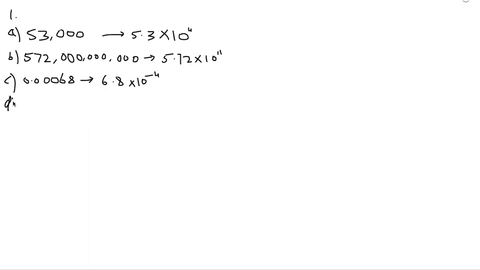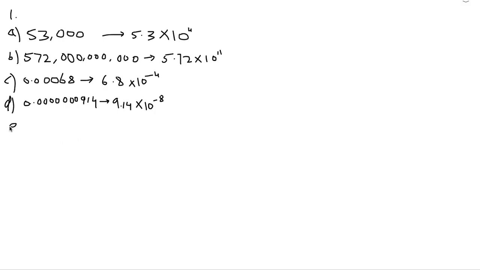Next question is 0.0000000, another 4 more, 914. So in order to move this decimal point here, we have 1, 2, 3, 4, 5, 6, 7, 8. So 9.14 times 10 to the power negative 8. That's the right answer.